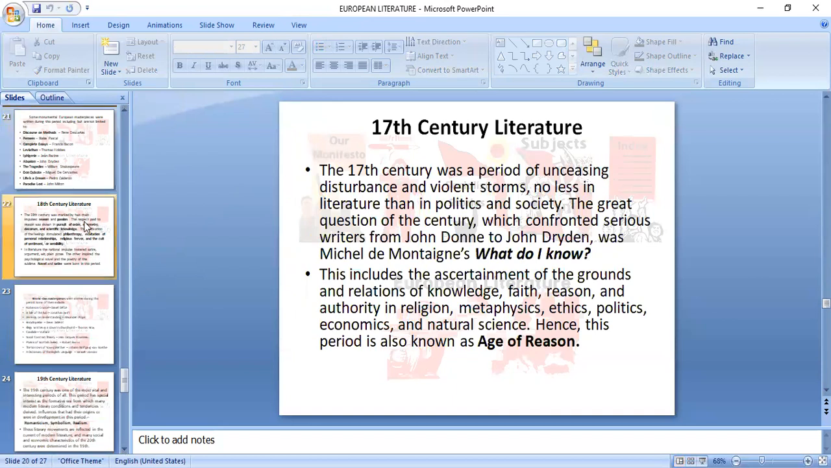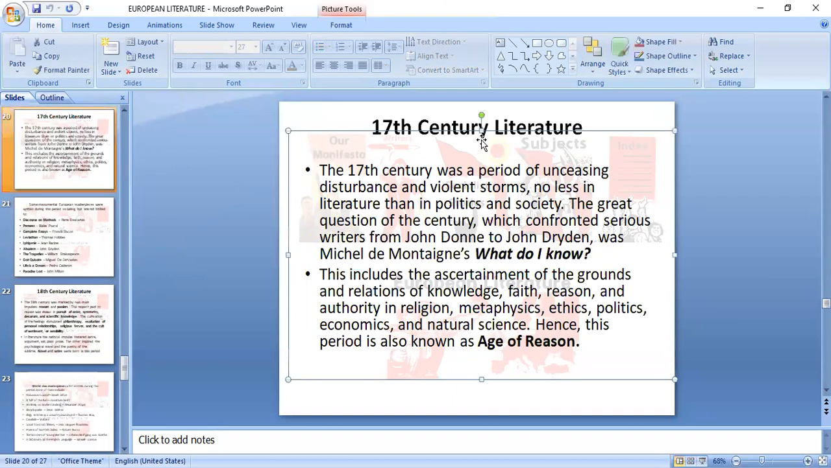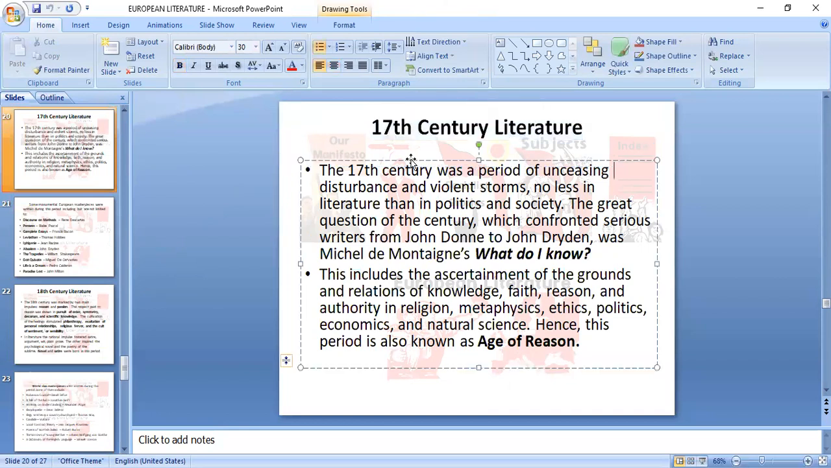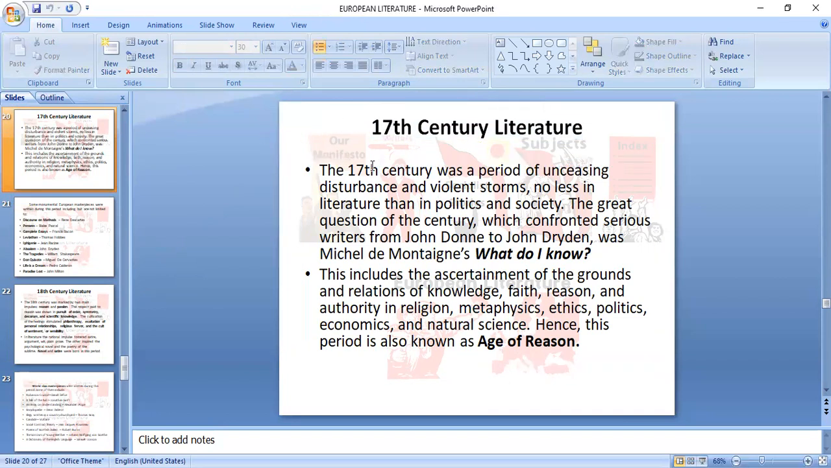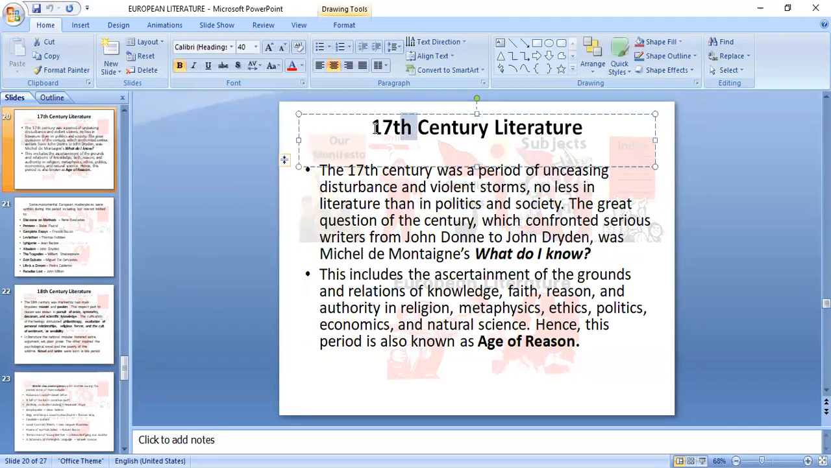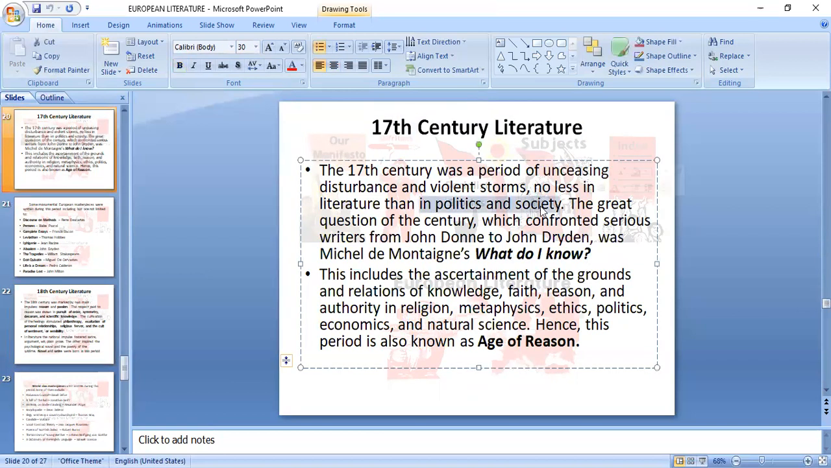To begin with, we have the 17th century literature. What is the difference of the 17th century literature from the first 3? The 17th century was a period of unceasing disturbance and violent storms, no less in literature than in politics and society. So in the 17th century, it's more of the upliftment of the politics and society.